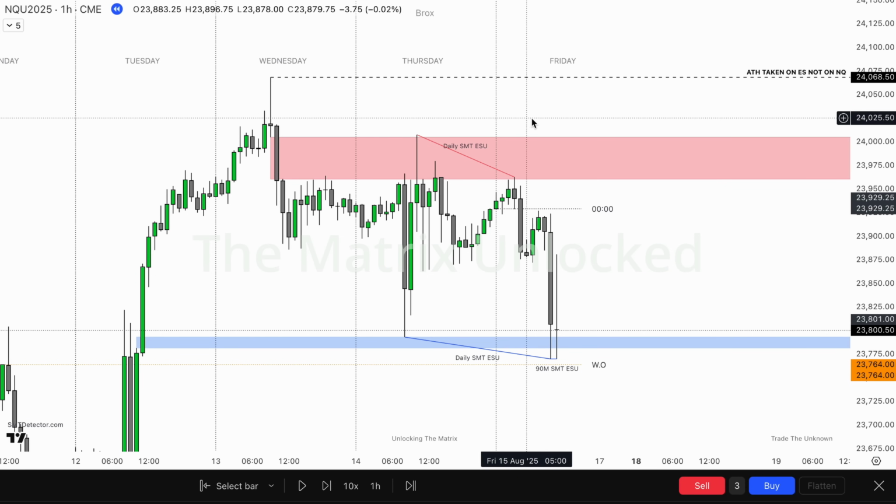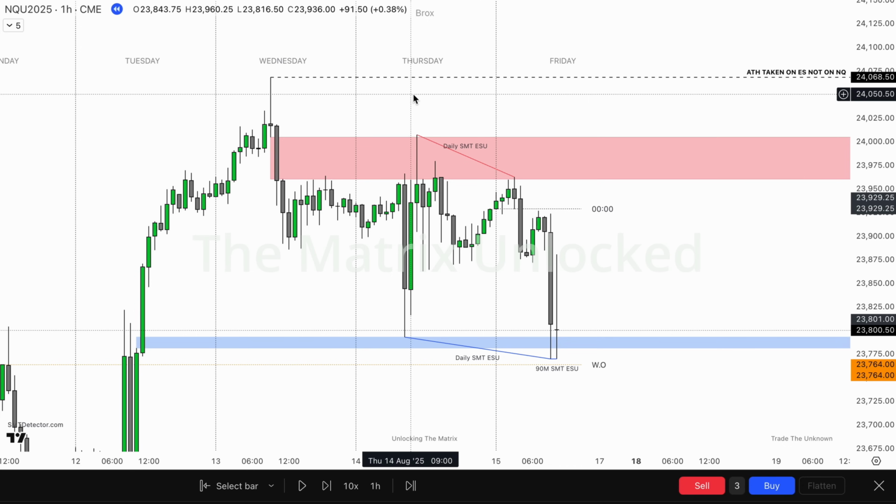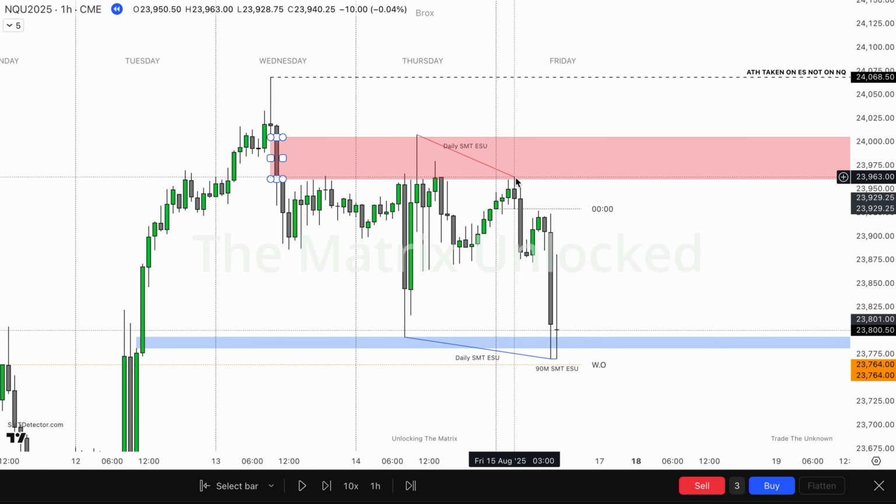So on the higher time frame right here, you can see I marked out the all-time highs on NQ. This was actually taken on ES, this high. Now, knowing the fact that ES took all-time highs means we have all-time high SMT. In addition to that, we have the daily SMT as well. And you can see from London, we actually got a beautiful sell with that SMT, because around this time is when that all-time high SMT formed. This is when ES took that high.